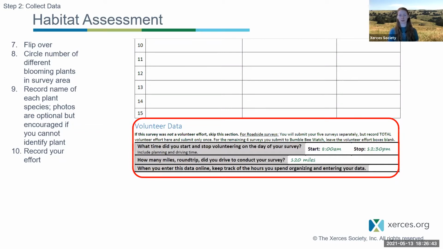So this is including your drive time, right? So not just the time that you did your survey, but how long did it take you to drive out there and drive back? And you want to record how many miles round trip. So if this person put 120 miles down, that means they drove 60 miles out there and 60 miles back. And then make sure you keep track of the time that it takes to enter your data, because that also counts as volunteer time. But I'll mention that again as we go into the entering part of things.